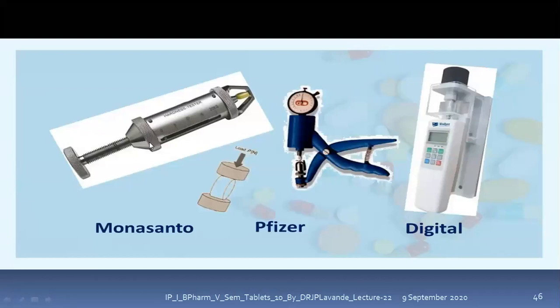So the first one that is very common, you can see this is the lab scale tester, and in case of most of the labs you are going to find this. This is said to be the Monsanto hardness tester. The tablet is going to be held like this, then this screw is going to be rotated so that it will exert pressure onto this, so that the tablet will get crushed, the tablet will get broken at a particular strength, at a particular hardness.